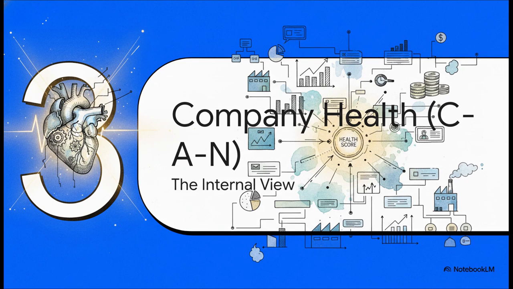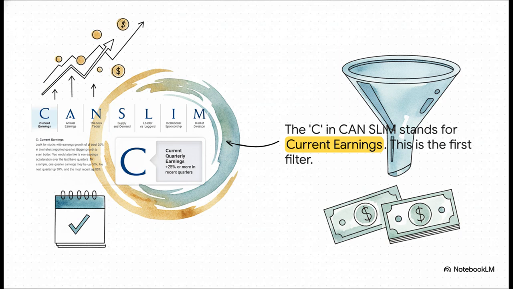All right, let's start breaking this acronym down, letter by letter. We'll start with the first 3, which tell us everything we need to know about the internal health and vitality of a company. First up, C stands for current earnings. This is our first, most basic filter. We're looking for companies that are making money right now. The focus is all on strong, recent performance.